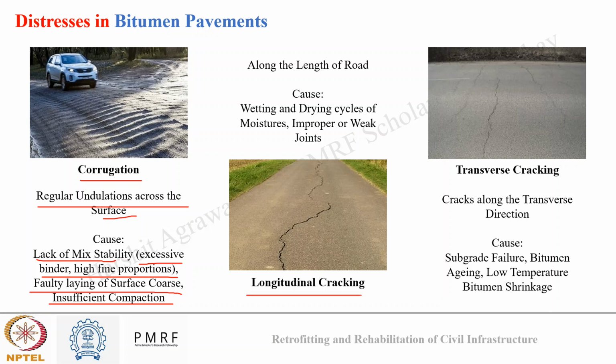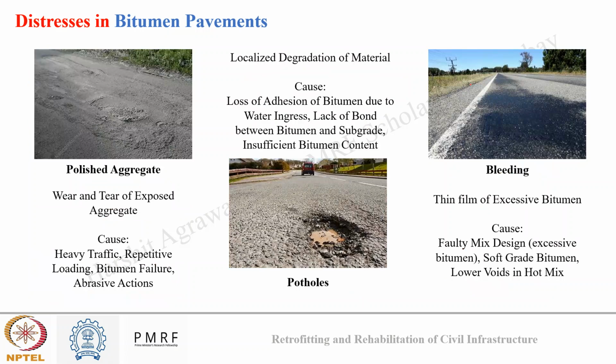Okay, then we have longitudinal cracking, which occurs along the length of the road, and it can be caused by wetting and drying cycles of moisture or improper or weak joints. So along the joints, we can see such cracking if they are not of good strength. Similar to longitudinal cracking, we have transverse cracking also. These cracks are along the transverse direction, and they are basically caused by surface subgrade failure, bitumen aging, and low temperature bitumen shrinking. So they are mostly found in bituminous pavement, and they appear in the horizontal direction, cracks along the transverse direction.